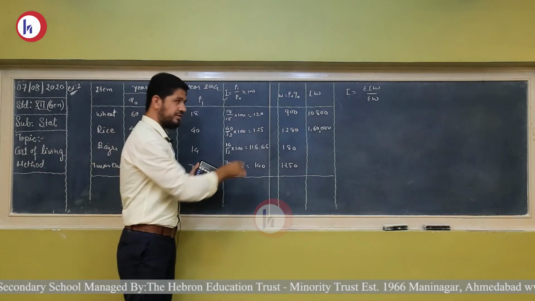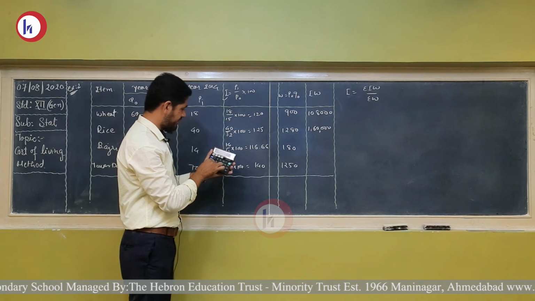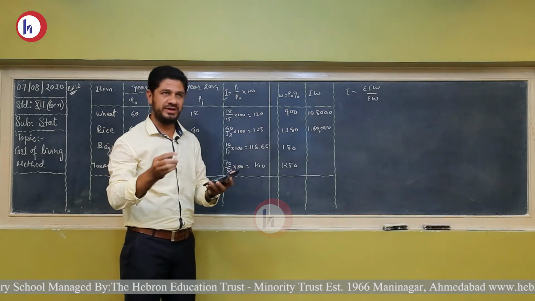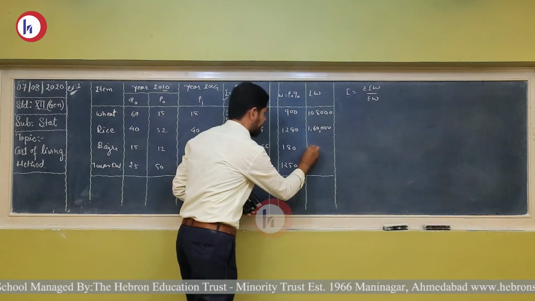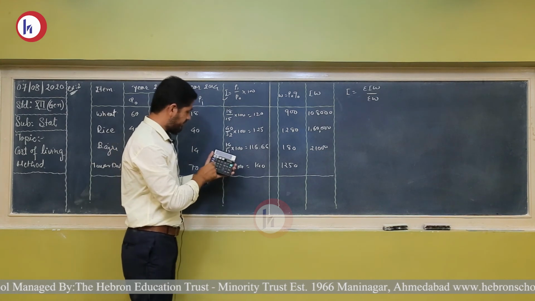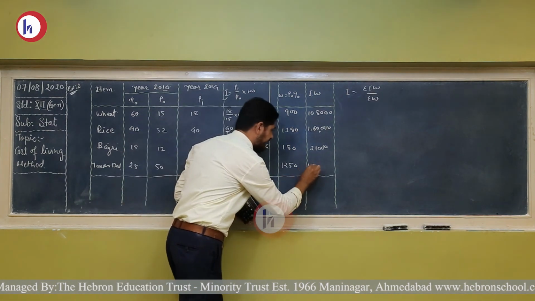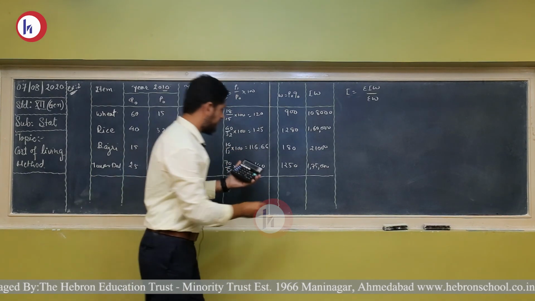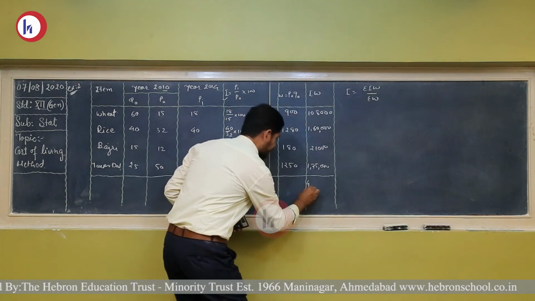Next, do not press any other button. Now 116.66 multiplied by 180 equal to 20,998.8, but nearly the value is 21,000. Okay, and finally do not press any other button. One more time, 140 into 1250 will get 1,75,000. Now finally press GT and we'll get the total, that is 4,64,000.